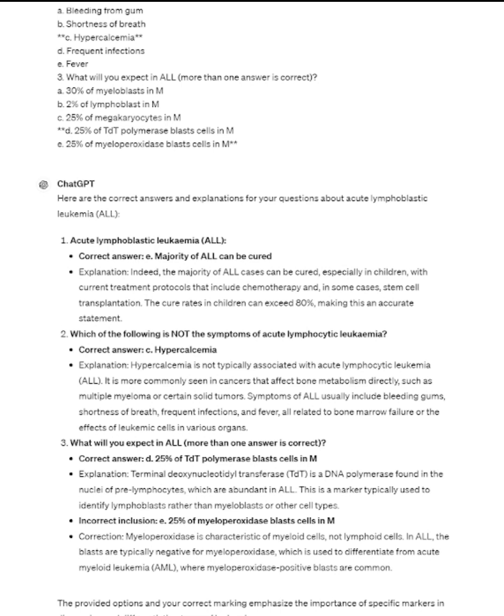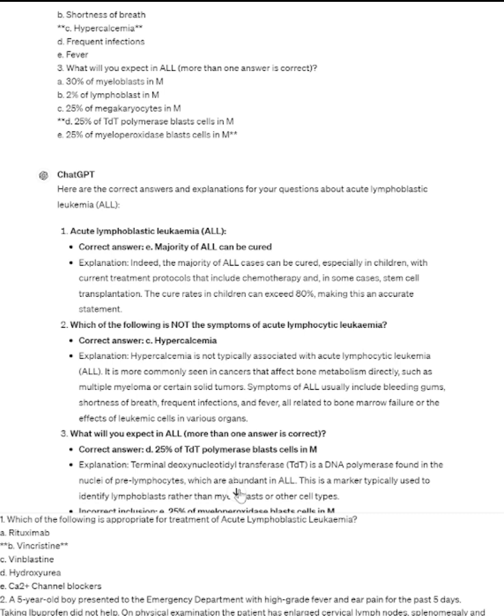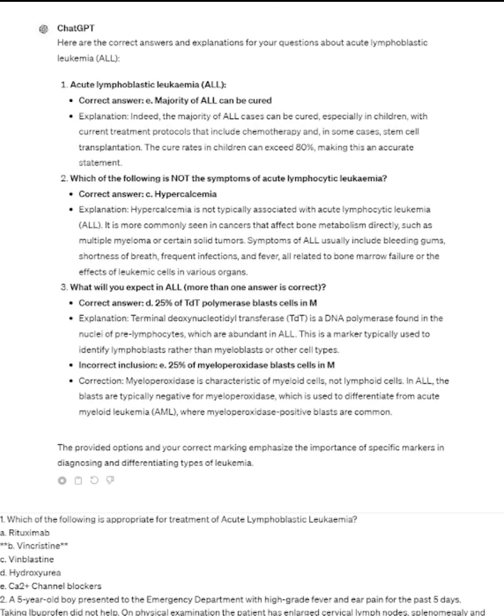Here are the correct answers and explanations for your questions about acute lymphoblastic leukemia, ALL. 1. Acute lymphoblastic leukemia, ALL. Correct answer, E. Majority of ALL can be cured. Explanation. Indeed, the majority of ALL cases can be cured, especially in children, with current treatment protocols that include chemotherapy and, in some cases, stem cell transplantation. The cure rates in children can exceed 80%, making this an accurate statement.